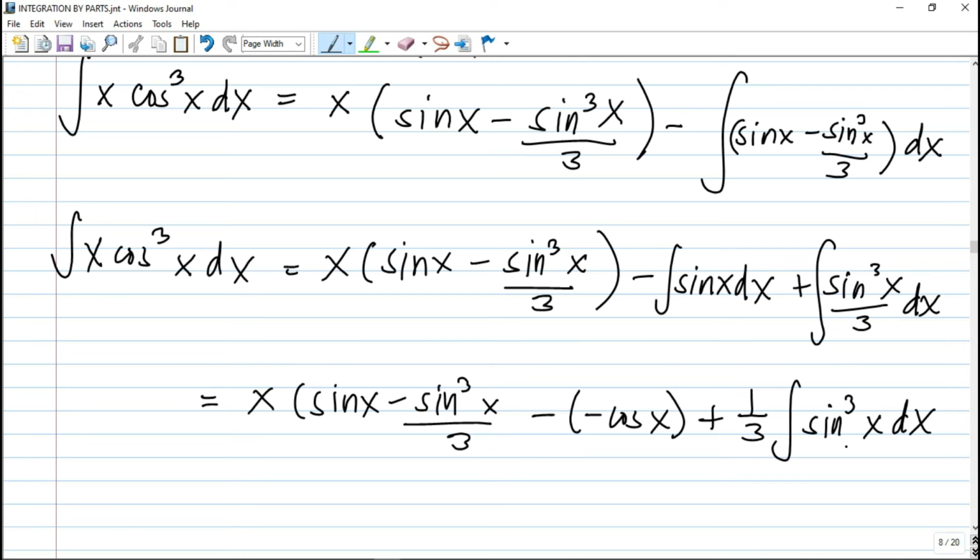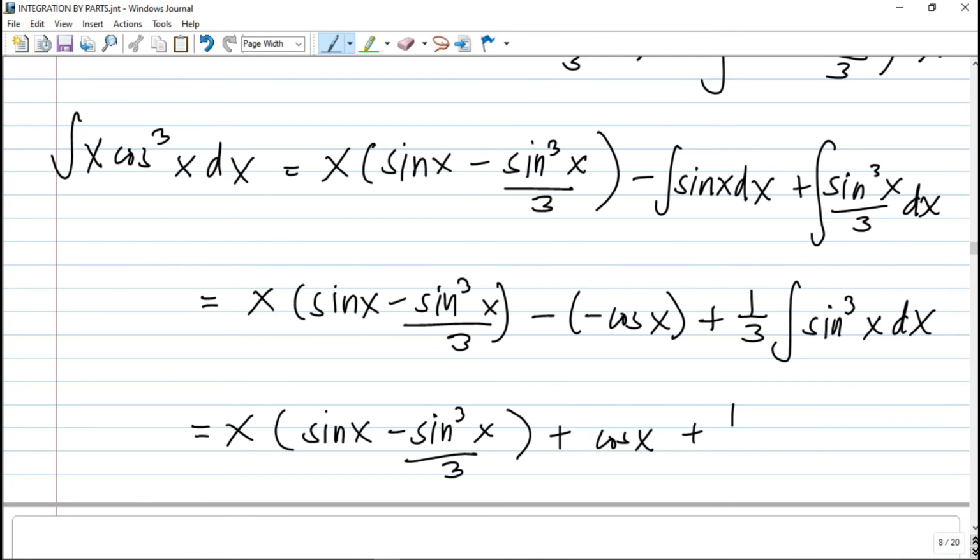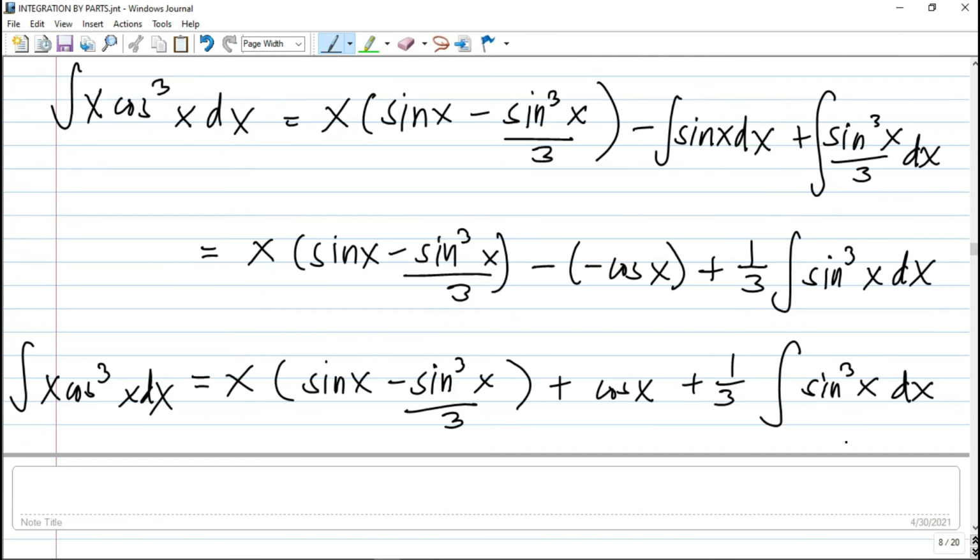Then ito naman guys yung problema natin. Okay, so itong sine cube x dito, how can we integrate that? Okay, simplify muna natin. So we have here x times the quantity sine x minus sine cube x over 3, plus cosine x plus 1/3 integral ng sine cube x dx. So this is integral of x cosine cube x dx. So hindi pa tapos guys yung problem natin because meron pa tayo dito integral ng sine cube x.